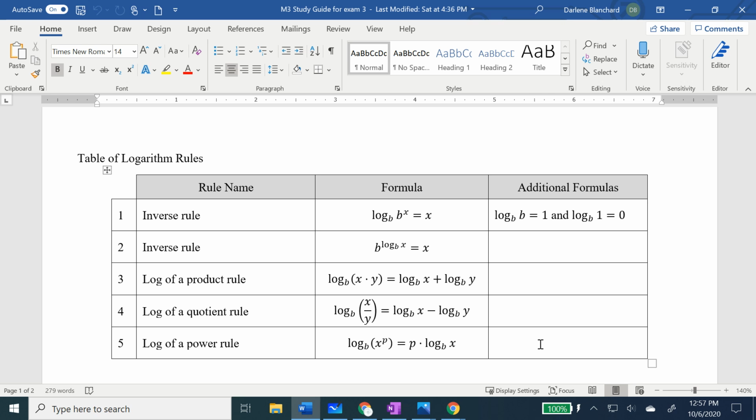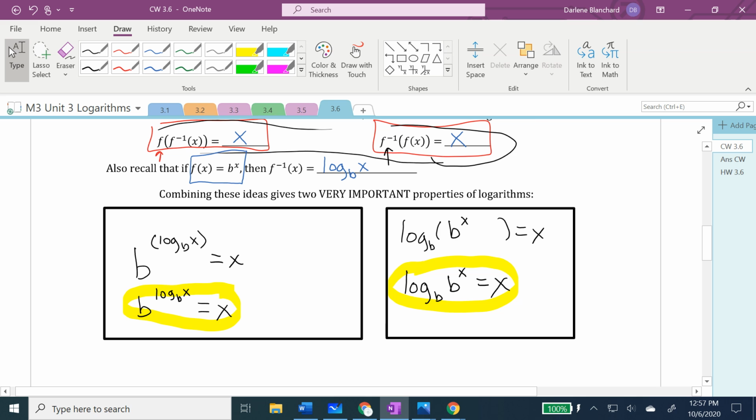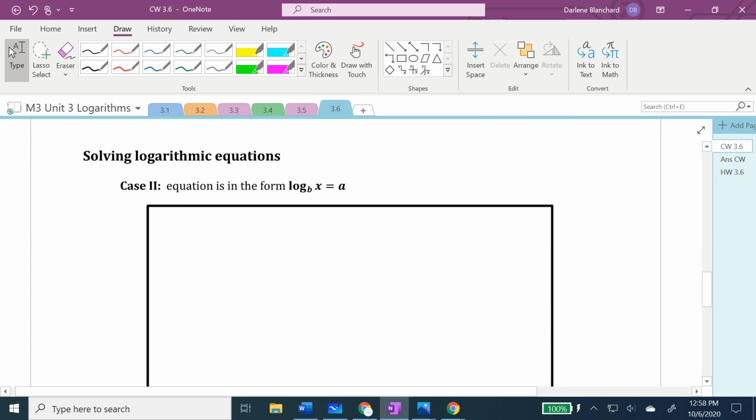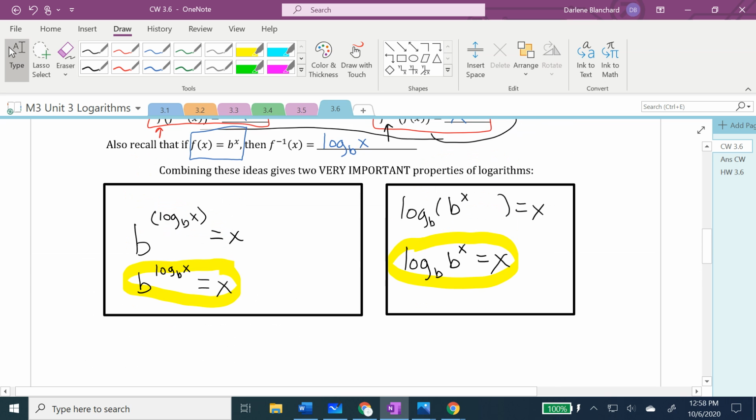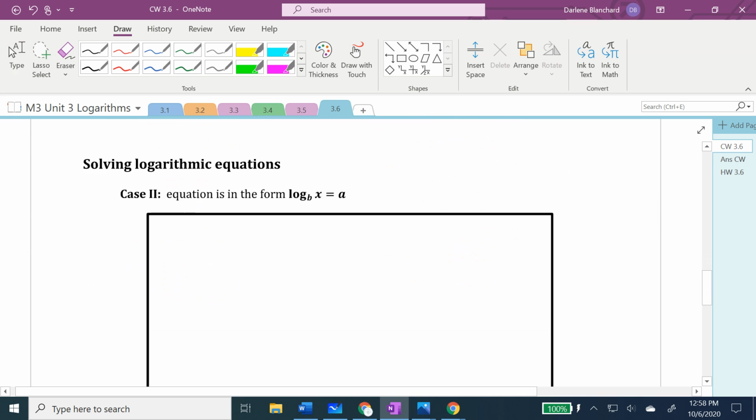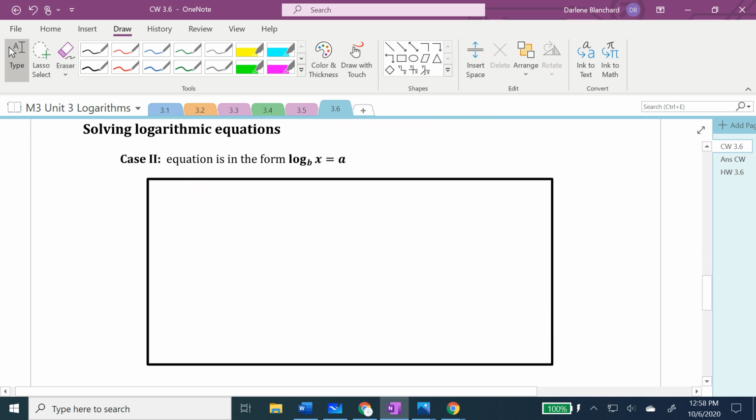And there are times where we want to expand and there are times where we want to condense. In this class, you're just learning how to do it. So let's get back to the notes. And the reason I brought out the inverse properties was because you can use that to solve your equations. You don't need to memorize any extra additional formulas at all.